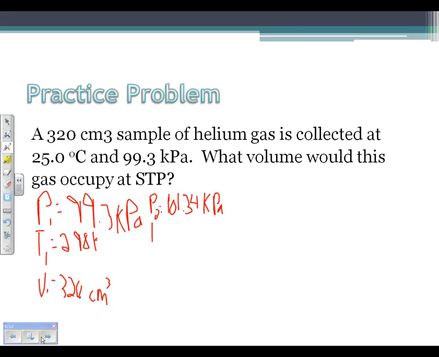Then you just plug in the numbers and you get 320 centimeters cubed times 99.3 kilopascals times 273 Kelvin divided by 101.34 kilopascals times 298 Kelvin. Using the proper number of sig figs, you should get V2 equals 287 centimeters cubed.